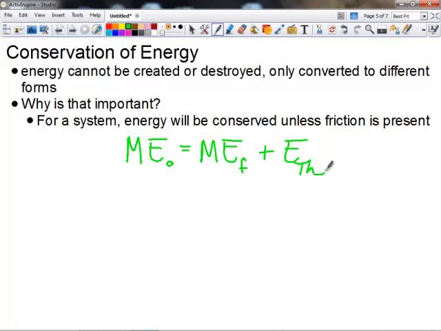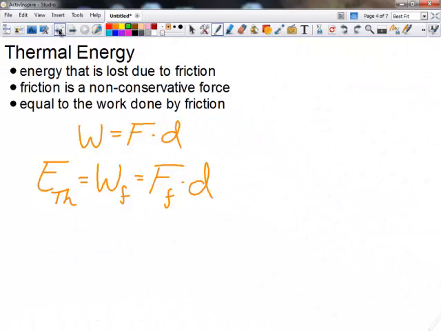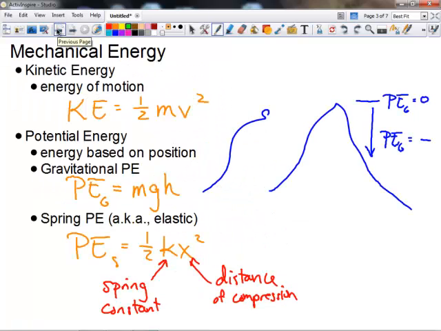Mechanical energy, there are different forms of mechanical energy. Let me go back a couple slides here since I didn't really highlight that real well. And that says mechanical energy can be our kinetic energy, it can be our gravitational potential energy, or it can be our spring potential energy. Those are our three different forms of mechanical energy we'll deal with right now.